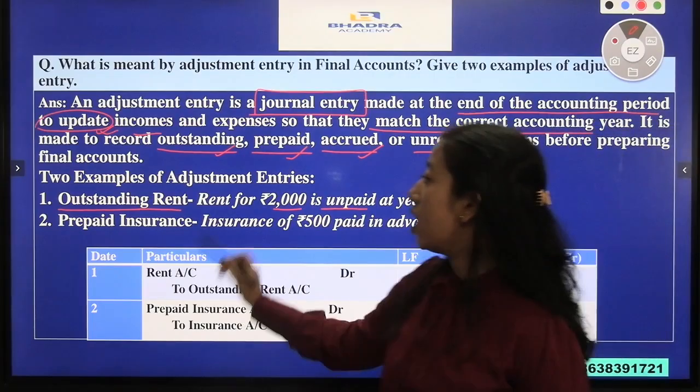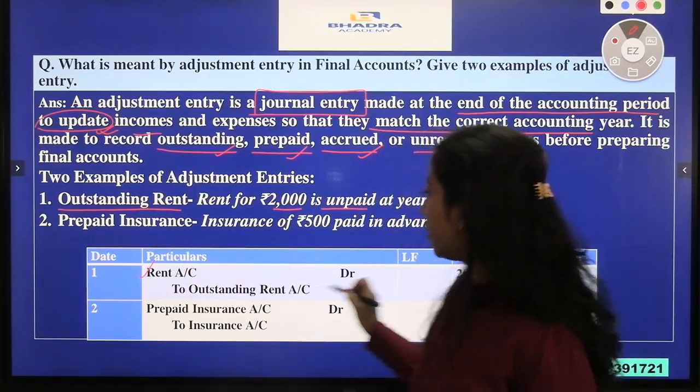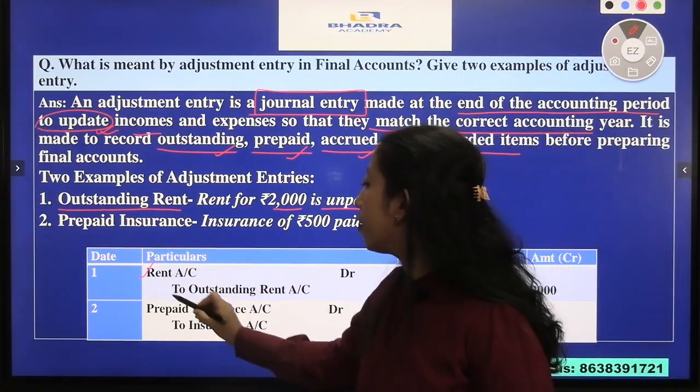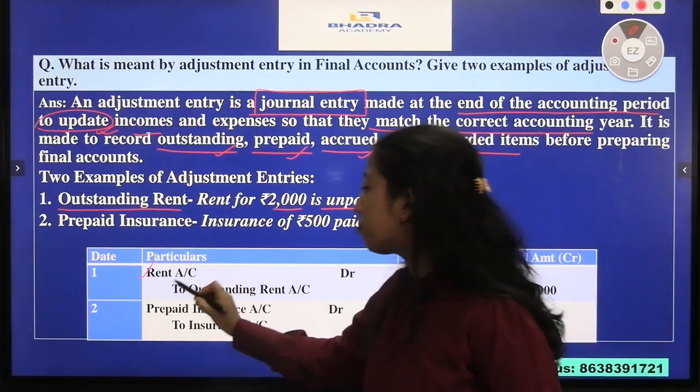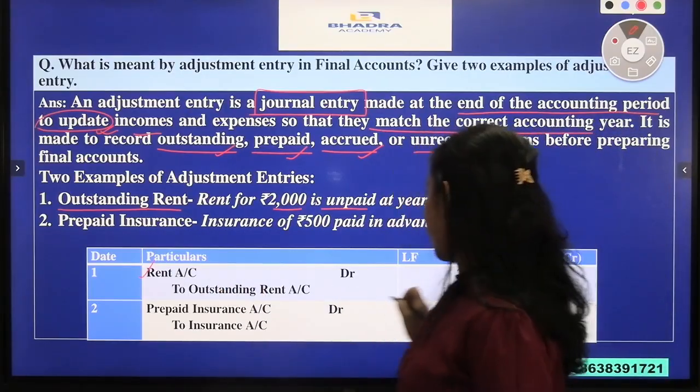Since rent is an expenditure, that is why it is debited, and outstanding rent is a liability for the business, that is why it is credited.